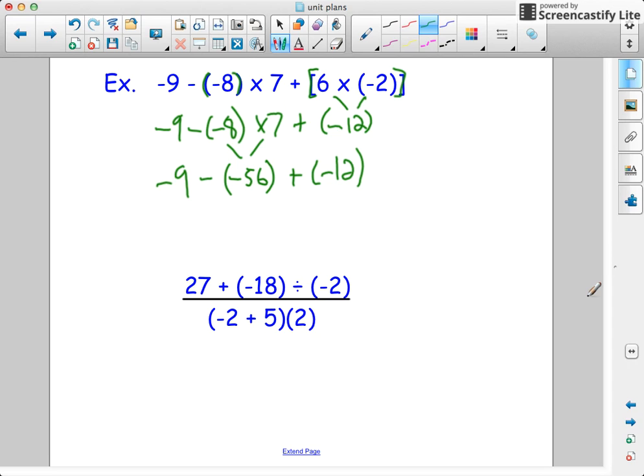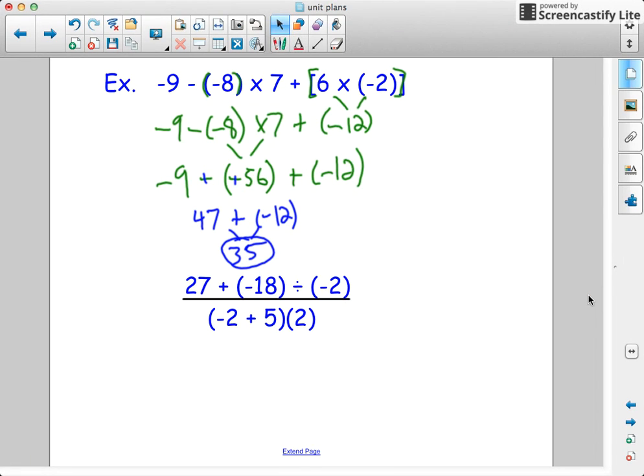Now I have subtract and addition left. So I go from left to right. So in this case, I do subtract before I add. So to subtract a negative, I'm going to add the opposite. So add a positive. So -9 plus a positive 56 is positive 47 plus a -12. So that would give me positive 35.